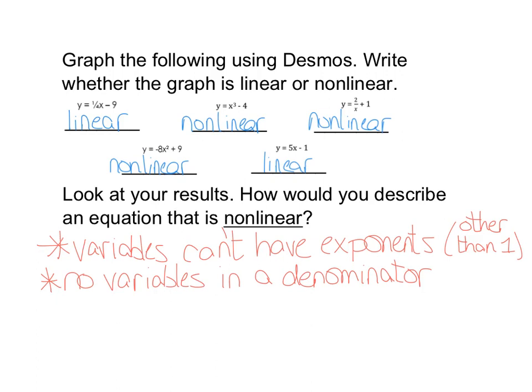Basically, if it looks like what we've done in class, normal y, normal x, they're separated, no funny exponents, no funny fractions, then it's linear. If it's in slope-intercept form, it's linear. If it's got an exponent or the variable in the denominator, it's nonlinear.